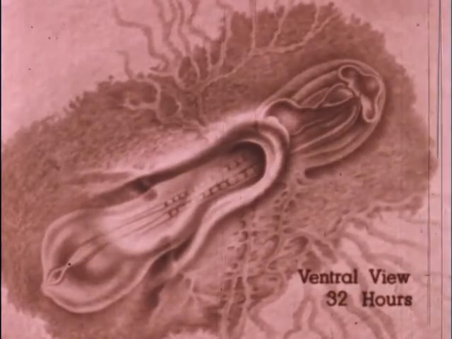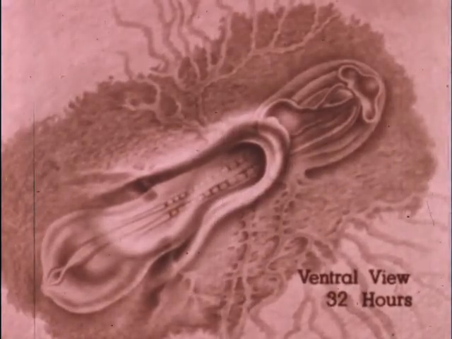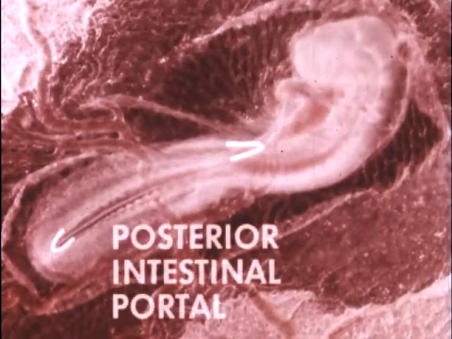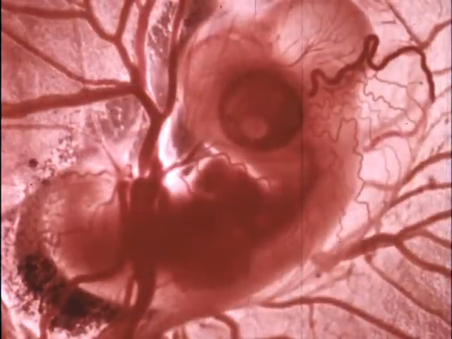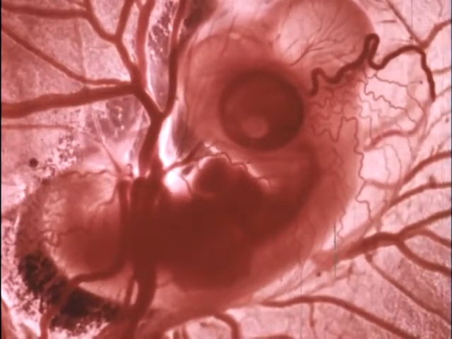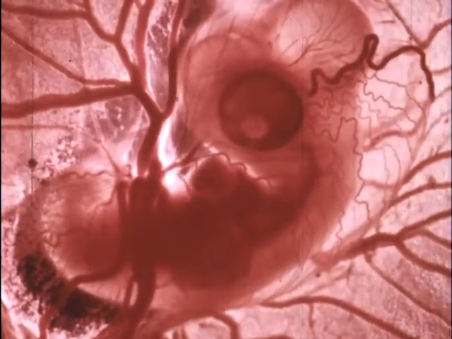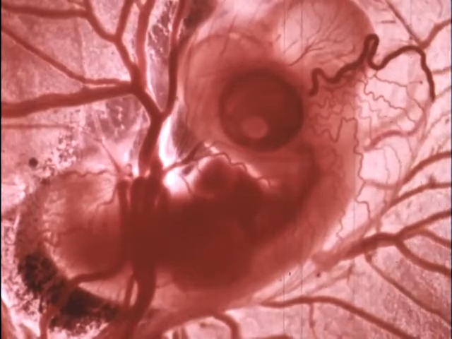Toward the end of the second day of incubation, the posterior intestinal portal becomes visible. The foregut and the hindgut increase in length toward each other. Eventually, the opening of the gut to the interior of the yolk sac becomes reduced to a short, narrow passage, the wall of which is the yolk stalk.